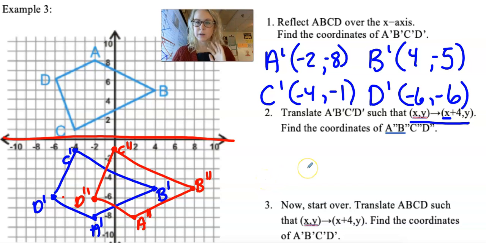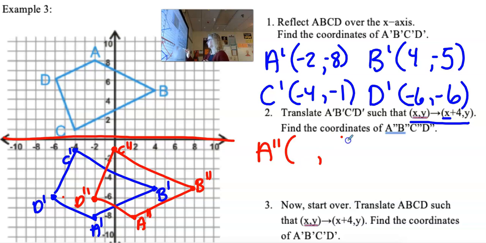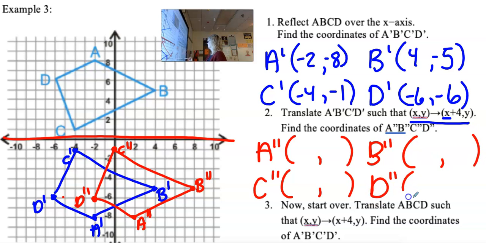Okay, so now I'm going to find the coordinates of A double prime, B double prime, C double prime, D double prime. And I'm going to teach you kind of a shortcut real quick. So let me go ahead and write my space. Ooh, B double prime. All right, I always do that first. I don't know why. Okay, so you can actually look at the graph to figure this out, or we can look at our answers above in blue and literally just add 4 to the x values, and the y values are going to stay the same.